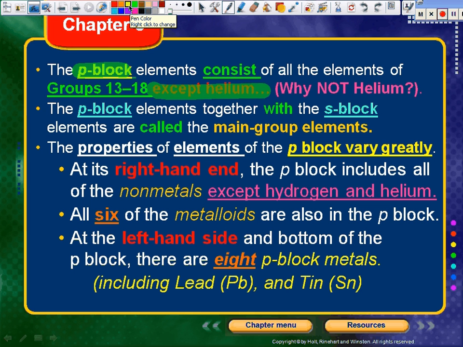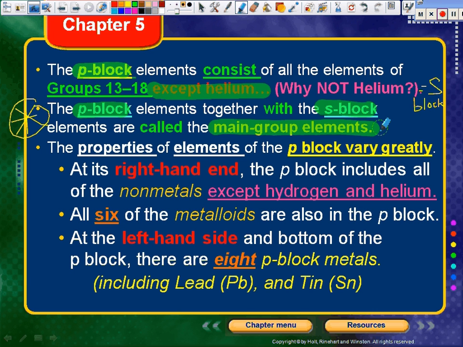The P block and the S block. Hint, hint, wink, wink, star, star. Listen to what I'm fixing to say. You're going to see this again, I promise. The P block and the S block are known as the main group elements. Hint, hint, wink, wink. The S and the P are known as what? Main group elements. Make sure you know that. So what two did we leave out? The D and the F. Okay? S and P are main group elements.